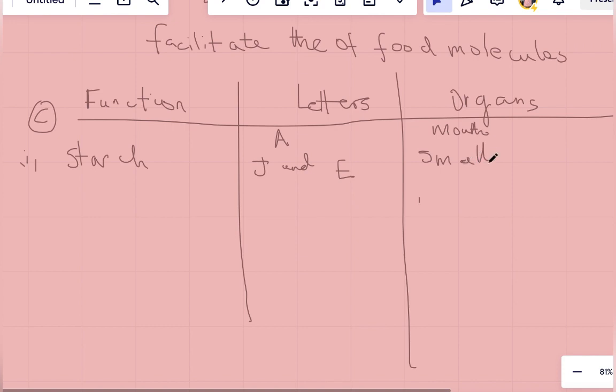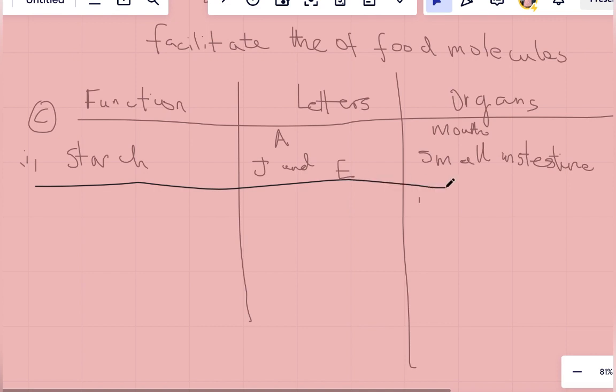We go to the second one. You may wonder why we didn't mention the stomach. The stomach is for protein digestion. So mouth, small intestine: the digestion of starch starts from the mouth and ends in the small intestine.